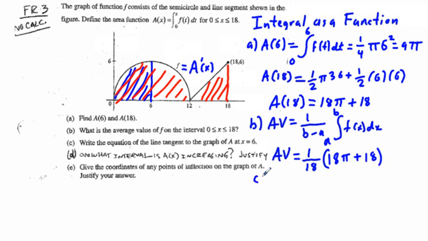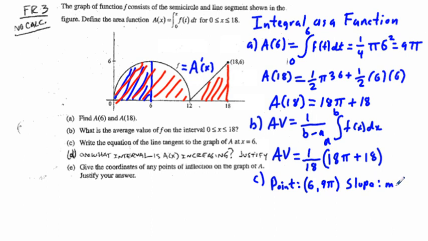Now, part C, write the equation of the line tangent to the graph of A at x equals 6. Well, what we need to find the equation of a line are two things: a point and a slope. We're given the input value for the point, which is 6. And the output value we calculated down here in part A, which was 9 pi. Remember? A of 6 is 9 pi.